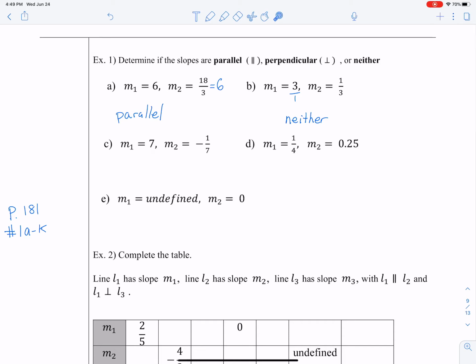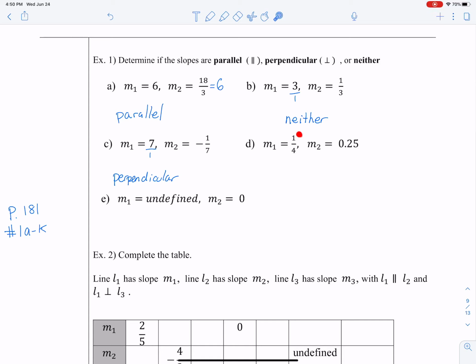Here we have 7, which is a whole number, so 7 over 1. And then we have negative 1 over 7. So 7 over 1, if we flipped it, would become 1 over 7. This one's positive, this one's negative, so it's a negative reciprocal. So this is perpendicular. It's flipped and it has the sign changed.